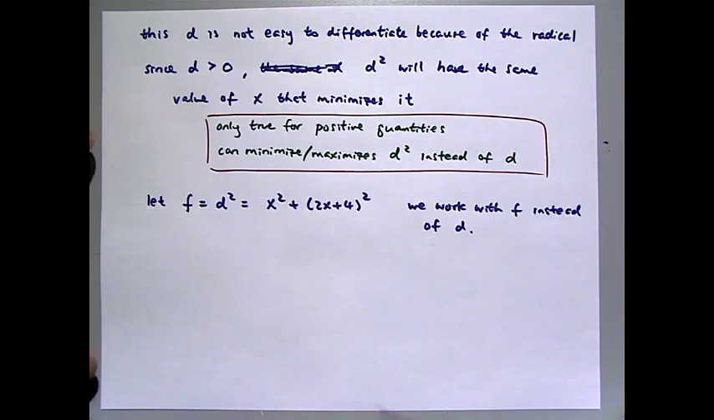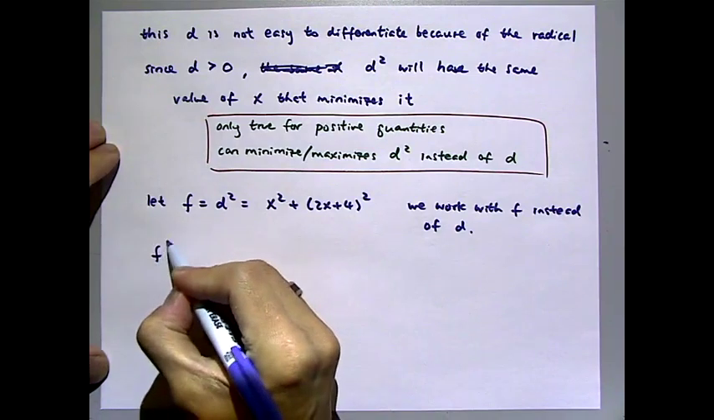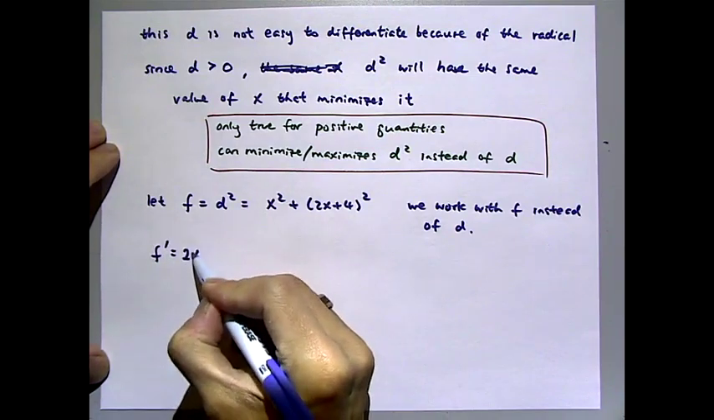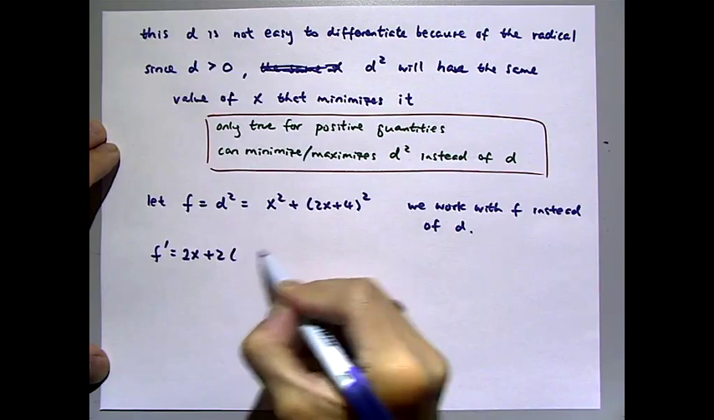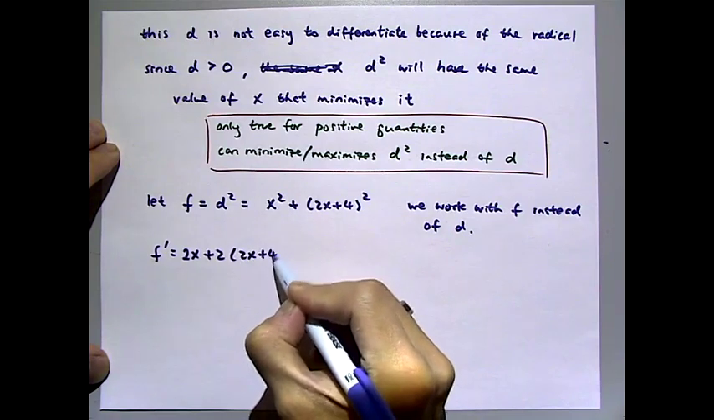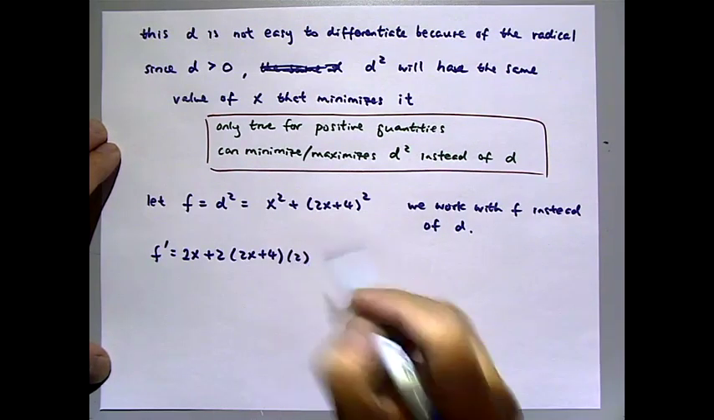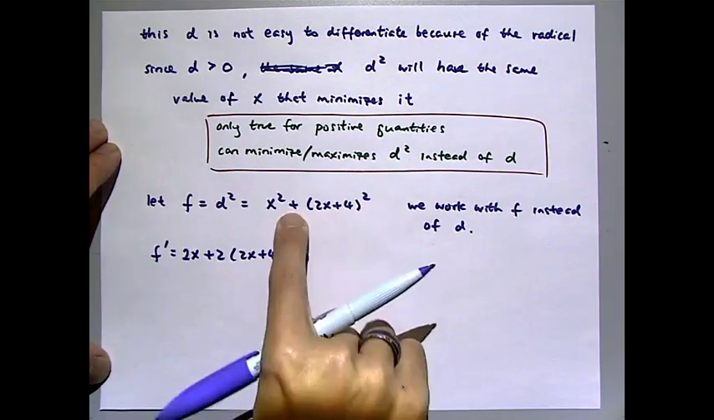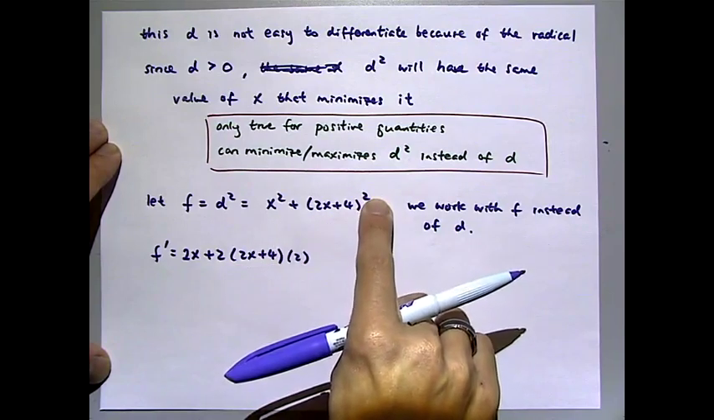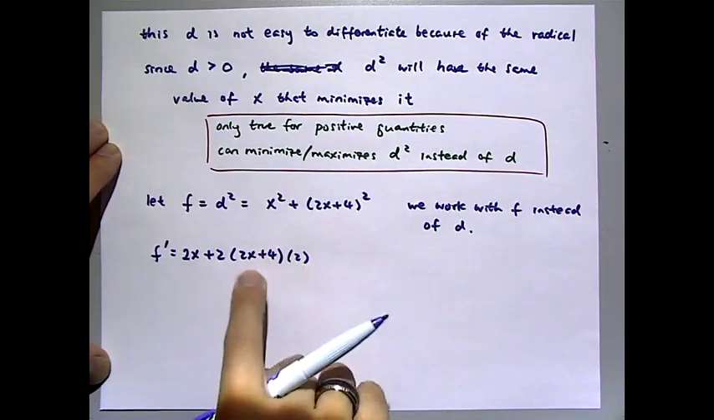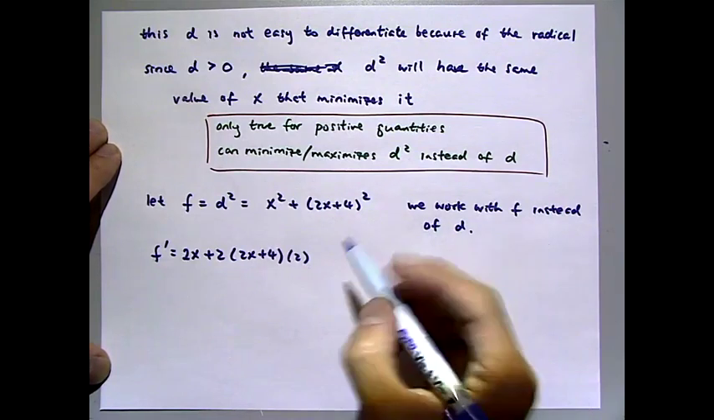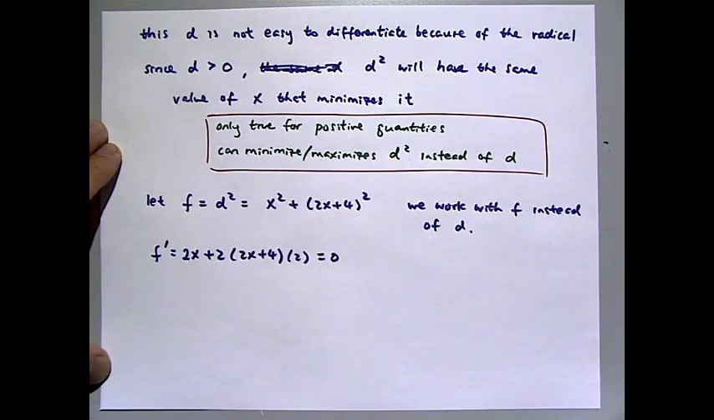Now let's take the derivative. F prime is 2 times (2x plus 4), right? Times 2, very good. Chain rule, don't forget the chain rule. I brought a 2 down here, kept that, reduced the power by 1. I need another 2 because of the chain rule. Make that equal to 0.